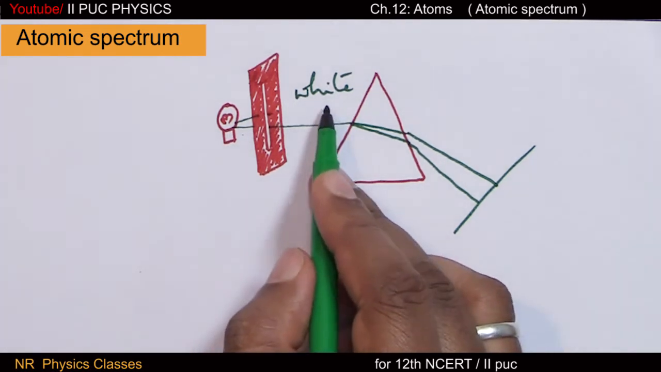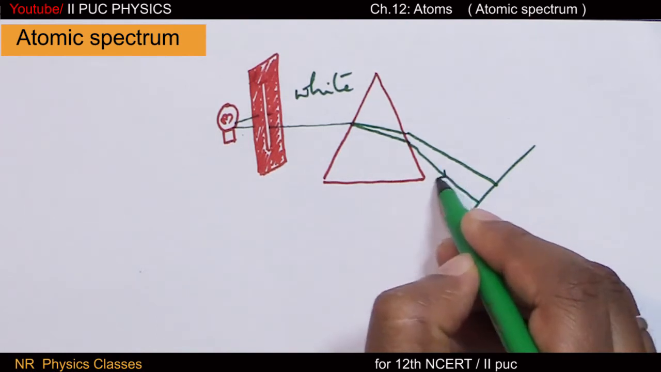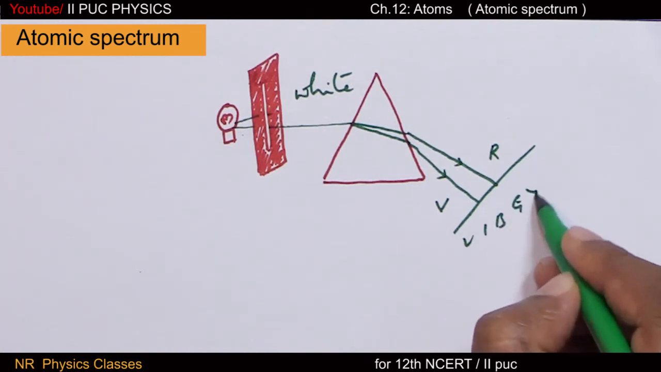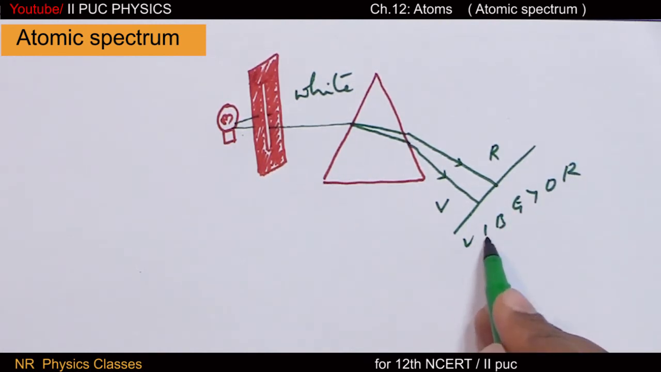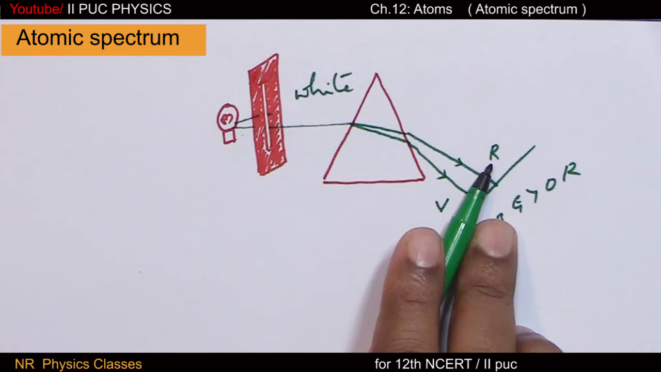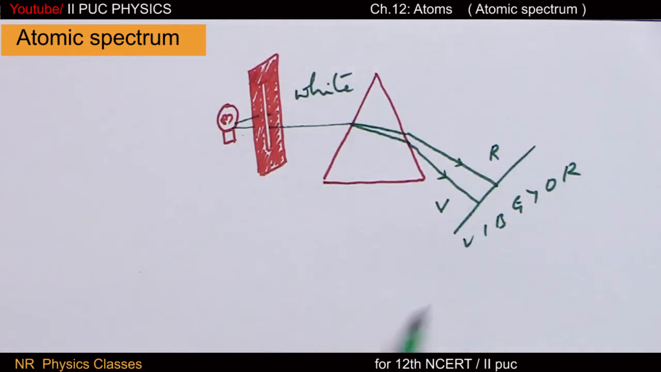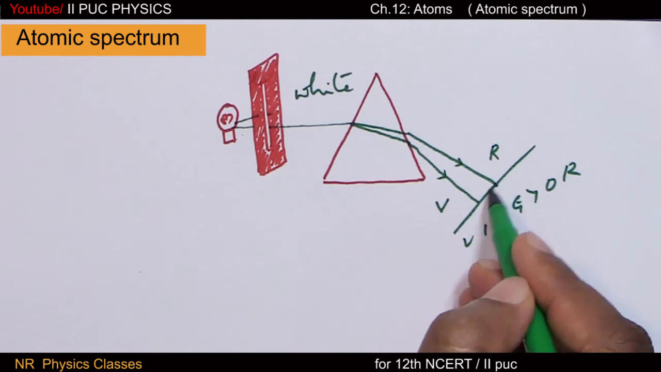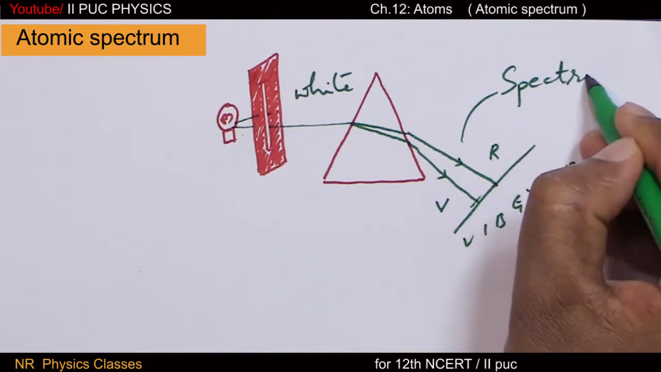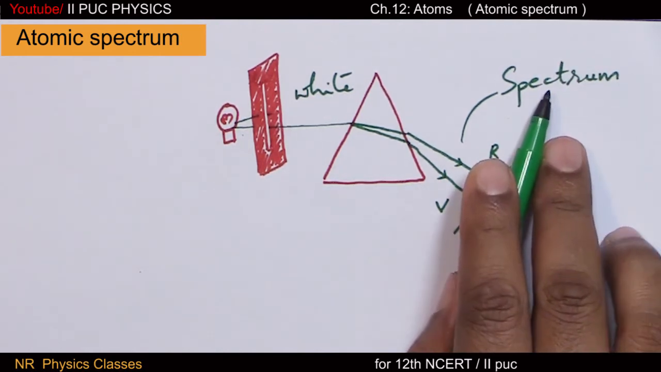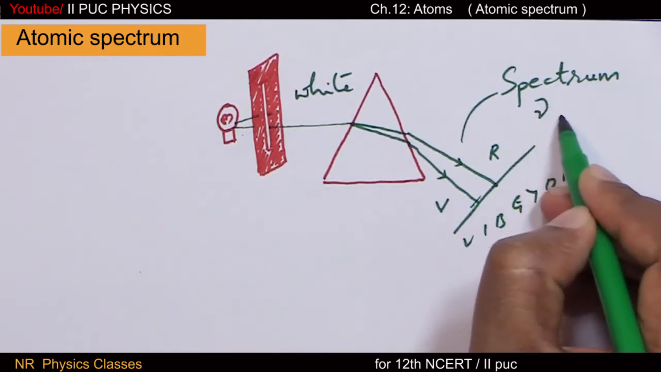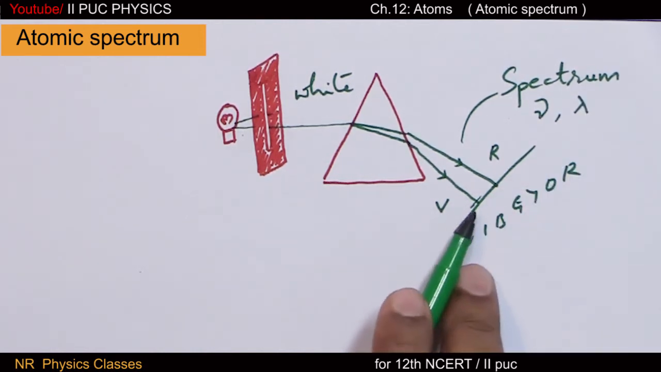And you know, for white, like sunlight, this pattern goes from violet to red. VIBGYOR. Violet, indigo, blue, green, yellow, orange, red. Violet is most deviated, red is least deviated. Okay, done. So on the screen we find different colors. This colored pattern is called spectrum. Spectrum means arrangement of something according to some parameter. Here, arrangement of light according to frequency or wavelength. So that is why it is called light spectrum.